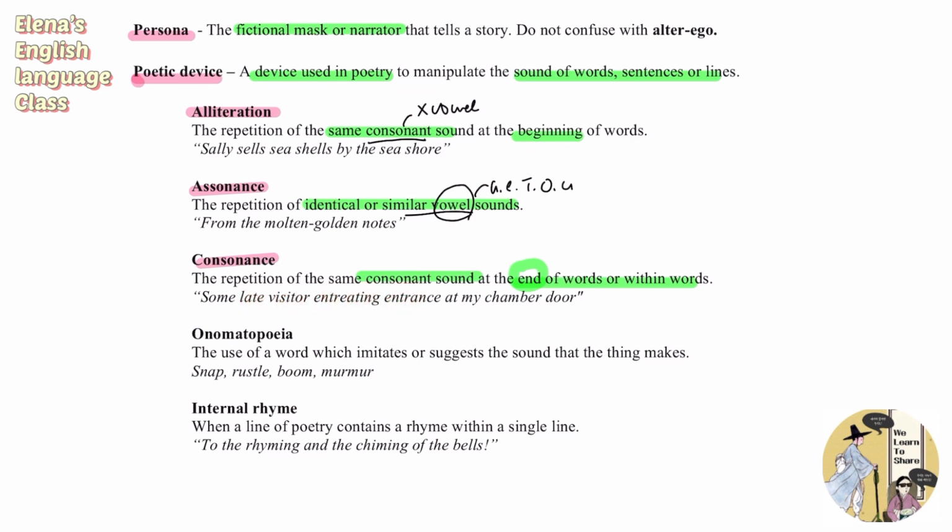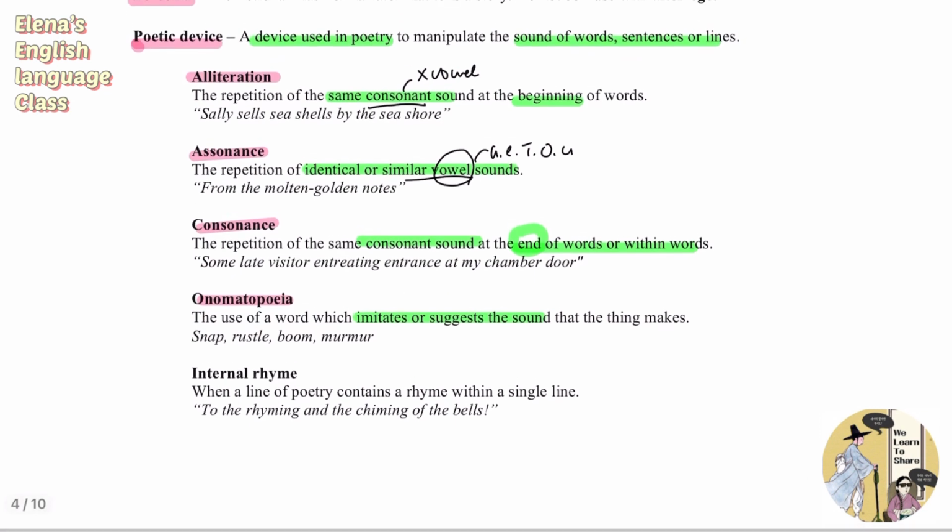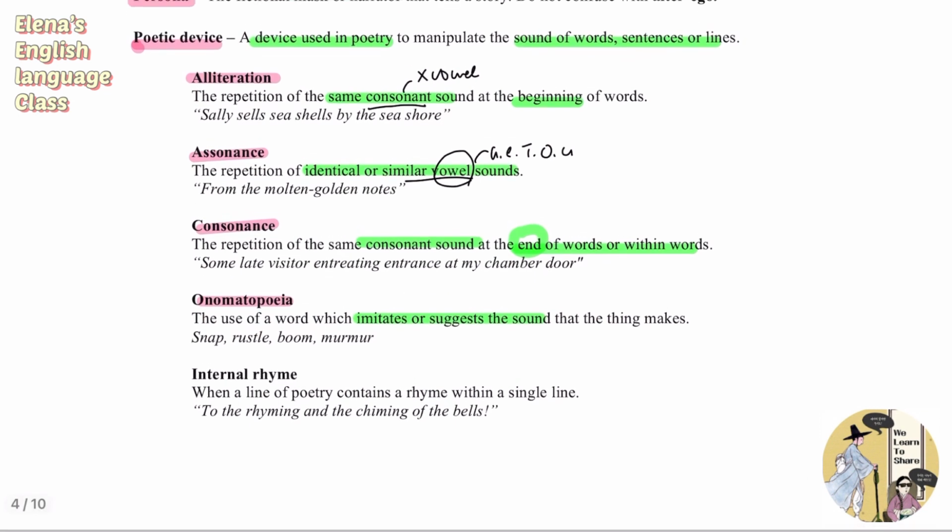And next is onomatopoeia, which is a use of a word which imitates or suggests the sound that thing makes, right? So you can see how, for example, there is snap, rustle, boom, and murmur. Common onomatopoeias include animal noises such as oink or meow or roar and chirp.